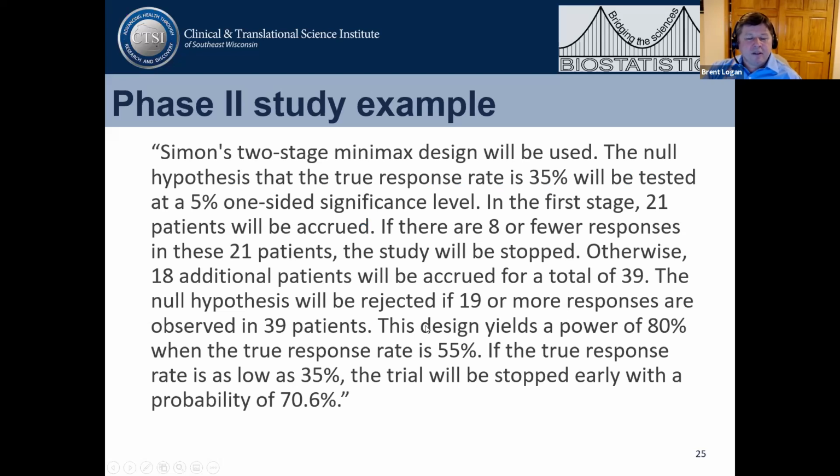This is an example of how the language would look. I'll probably skip over that because I pretty much just stated it.